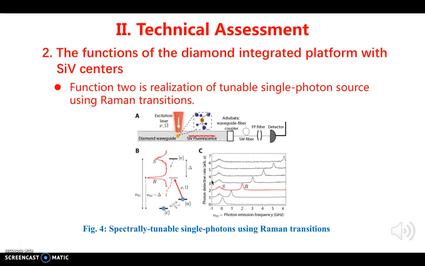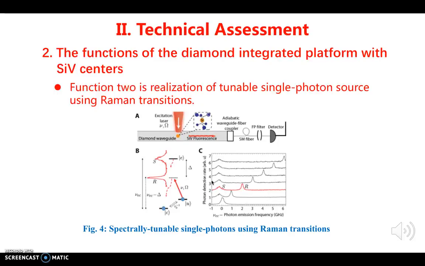Function 2 is that it has the ability to implement a tunable single photon source by using Raman transition. Although in this system the spectrum linewidth of the optical transition was suppressed by some previous techniques, some uncertainties in the fabrication process still result in a relatively broad linewidth of the fluorescence spectrum. So how to solve this problem? The answer is to use the Raman transition technique.